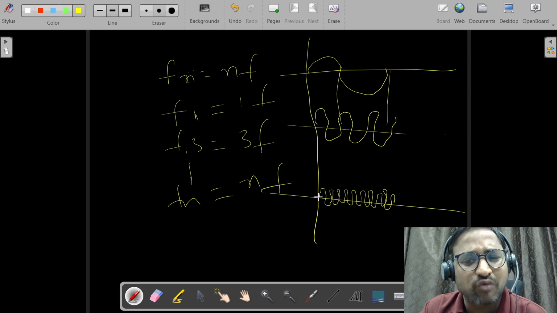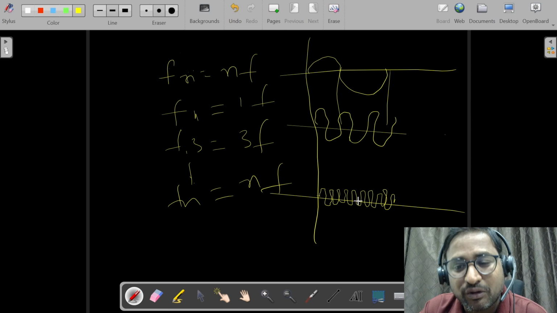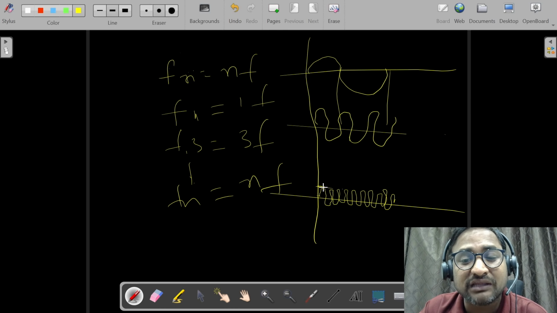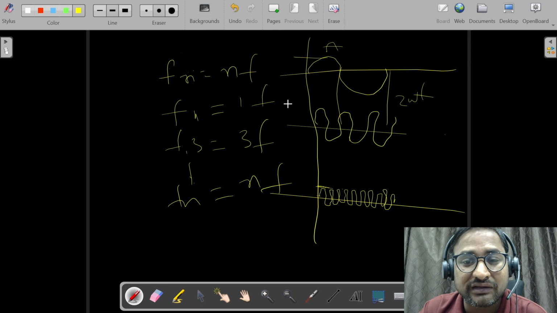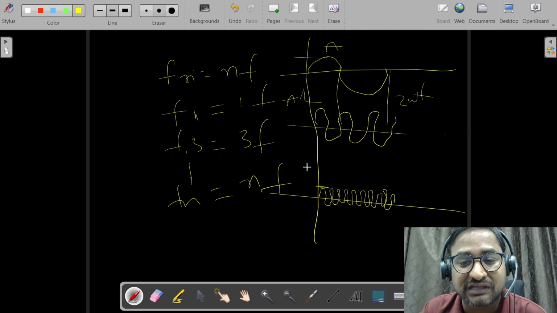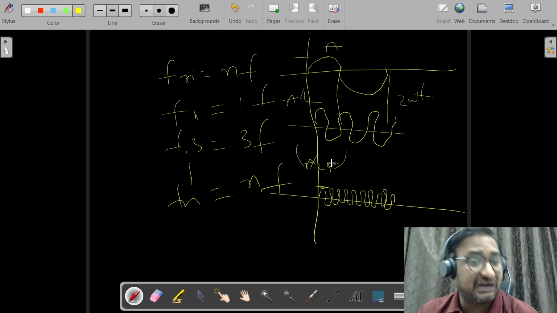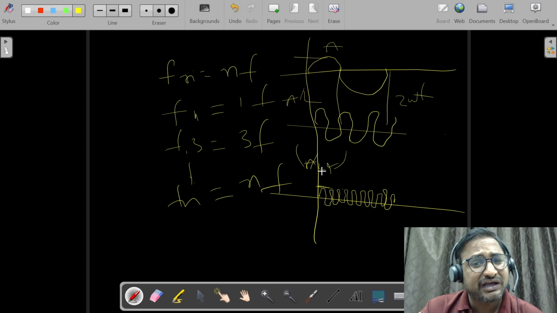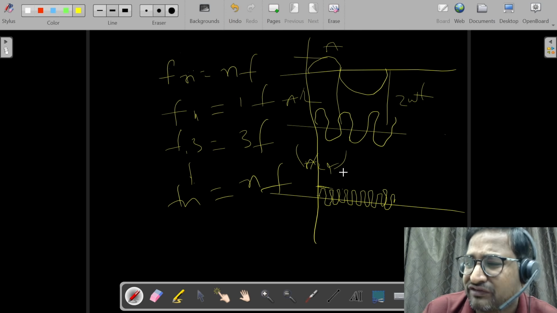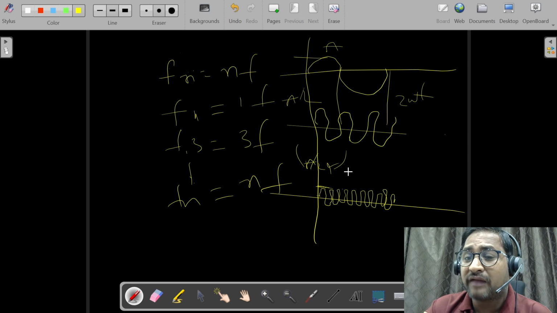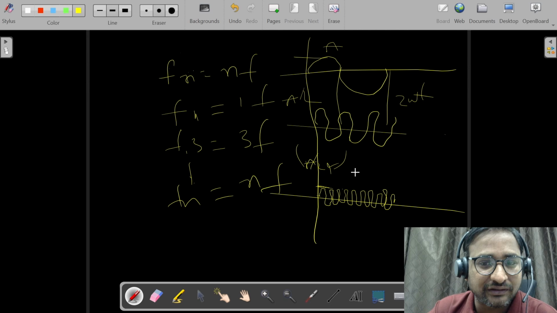If you draw in this way, the frequency component has increased, but another point is that if the amplitude of the fundamental is A, the amplitude of the 2 sine omega t is A by 2. Similarly, the amplitude of the 24th frequency signal is A by 24. By this I have drawn one conclusion: if I increase the frequency, the amplitude of the signal decreases.